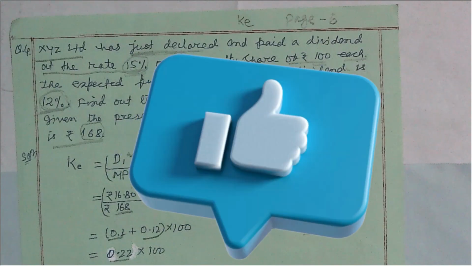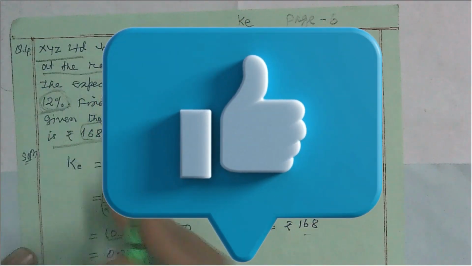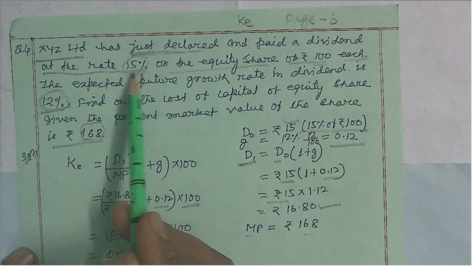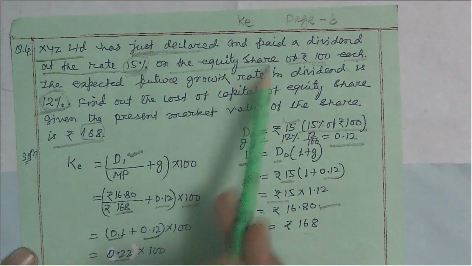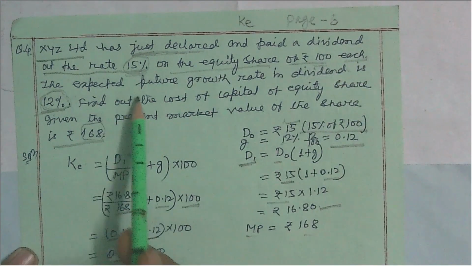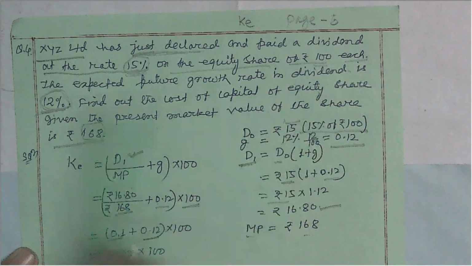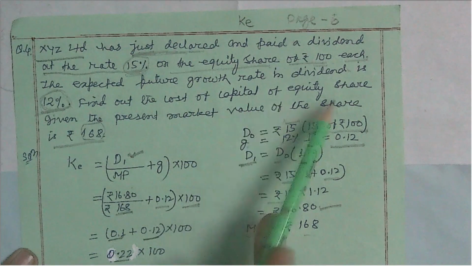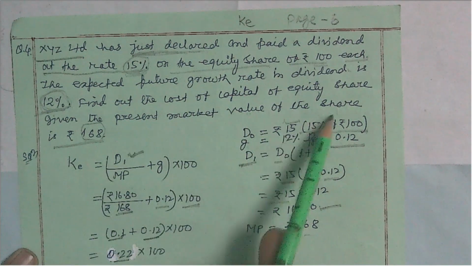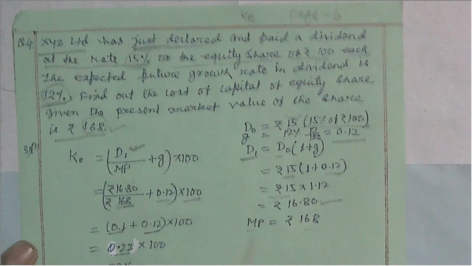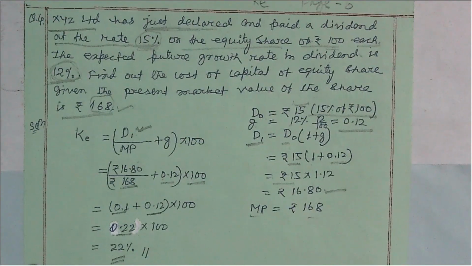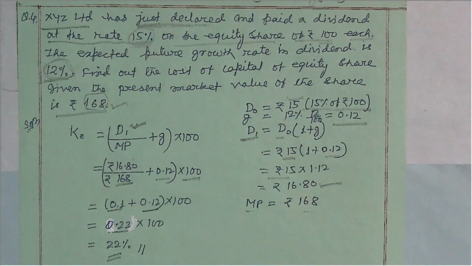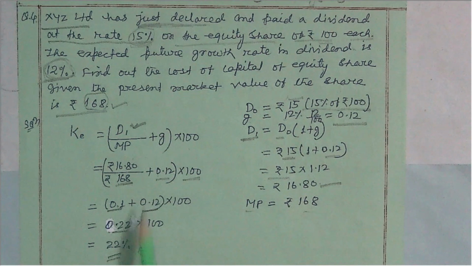Now the second problem I am solving. XYZ Limited has just declared and paid a dividend at the rate of 15% on the equity shares of rupees 100 each. The expected future growth rate in dividend is 12%, so G. Find out the cost of capital of equity shares given the present market value of the share is 168. So by taking the present market value 168, we will calculate the cost of equity share under the yield plus growth in dividend method.